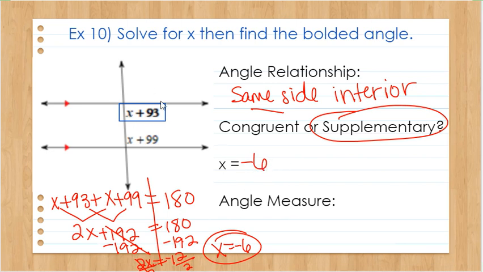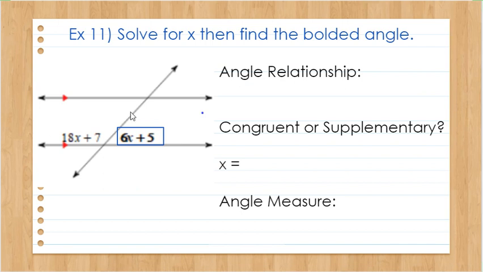All right, now what's the angle measure up here? This angle's not negative 6. We just know x is negative 6. So we need to work out negative 6 plus 93. You can do that in your calculator as well. Negative 6 plus 93 is 87. So the angle measure of the bolded angle would be 87 degrees. And that's all we have to do. Let's do the next one.